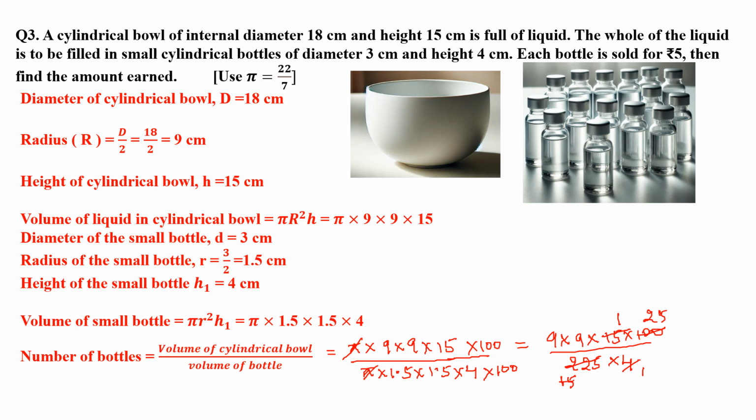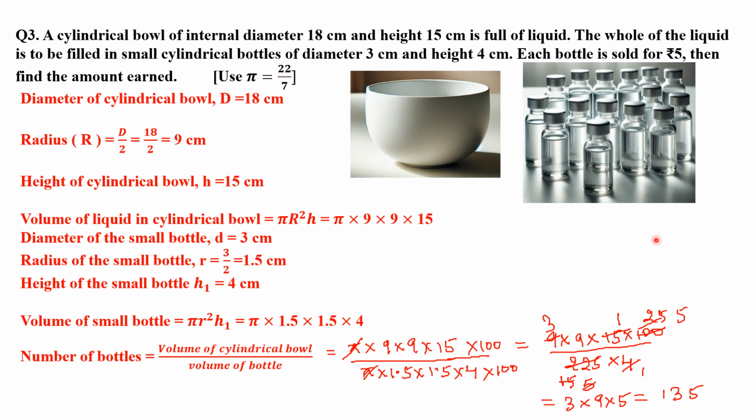Then 3 fives are 15, 3 threes are 9. And then 5 times 5. So from here I will get 3 into 9 into 5. And 3 nines are 27. 27 into 5 will give me 135. So total 135 bottles this liquid can fill.